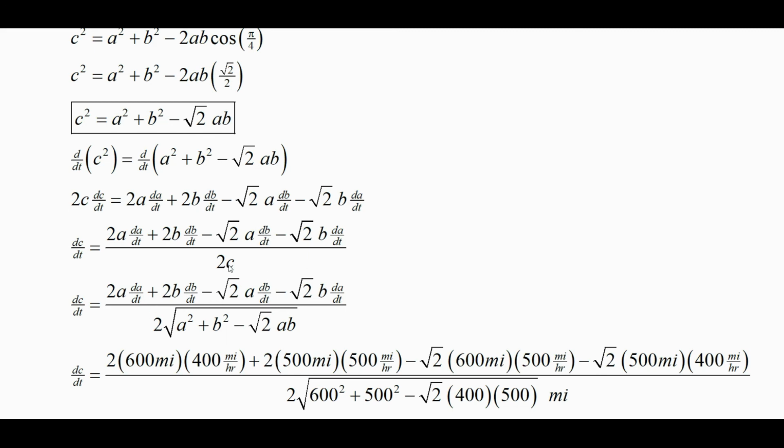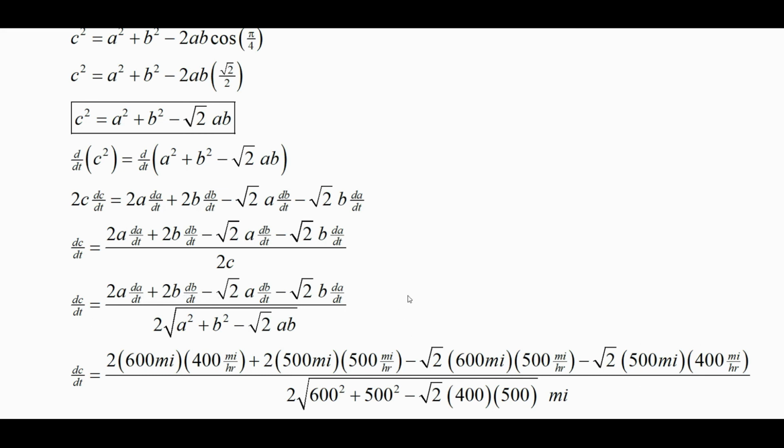Here it is. C then is the square root of a squared plus b squared minus the square root of 2ab, just solving this for c by taking the square root. So now there's our expression. We just plug in everything. A is 600, which goes here and here, here and there. dA over dt is 400. That's how fast plane A is flying. That's here and here. And similarly for the other things.